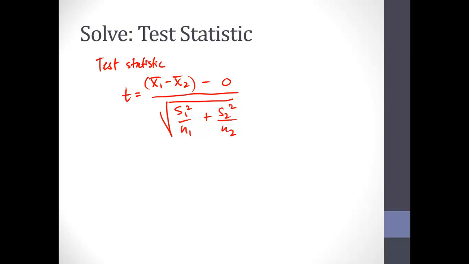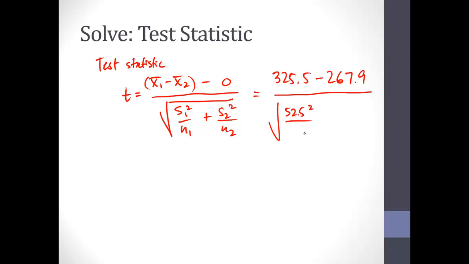And again, you have the data right there in your notes, and it was on the slide where we introduced the example, so we can start filling these things in. So we have our x bar 1 is 325.5 minus 267.9. Then we divide by this ugly mess, which is 52.5 squared over 12. And our other standard deviation was 68.6. To square that and divide by 10, and take the square root of all of that.